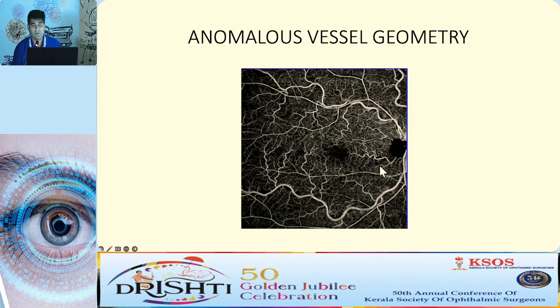Then we have anomalous vessel geometry, that is, it can be either dilated or tortuous vessels. And here you can see the most common condition is central retinal vein occlusion. This is a patient with central retinal vein occlusion showing anomalous vessel geometry.